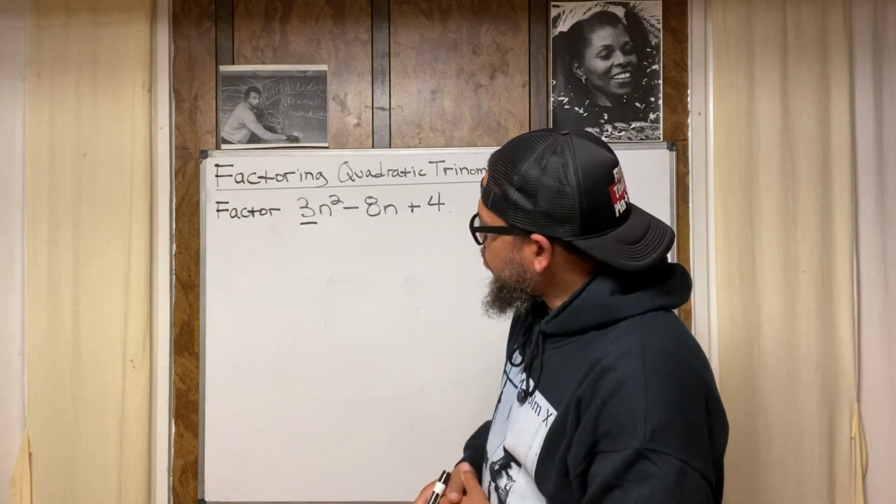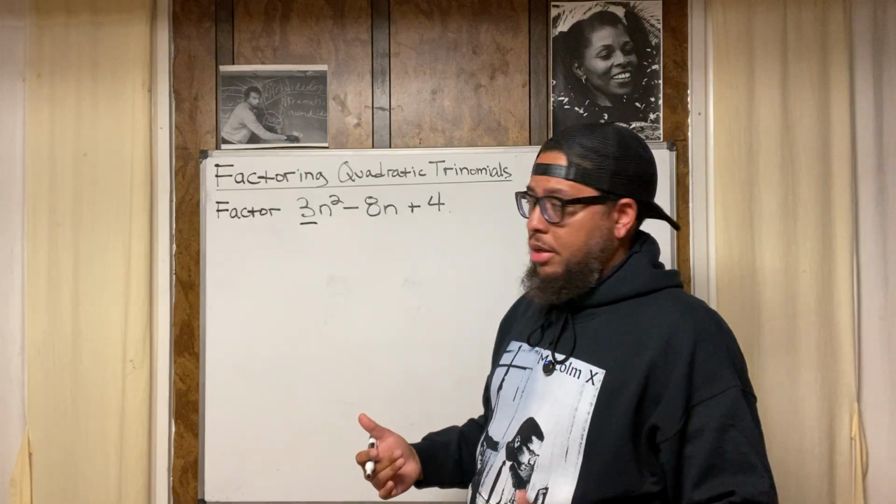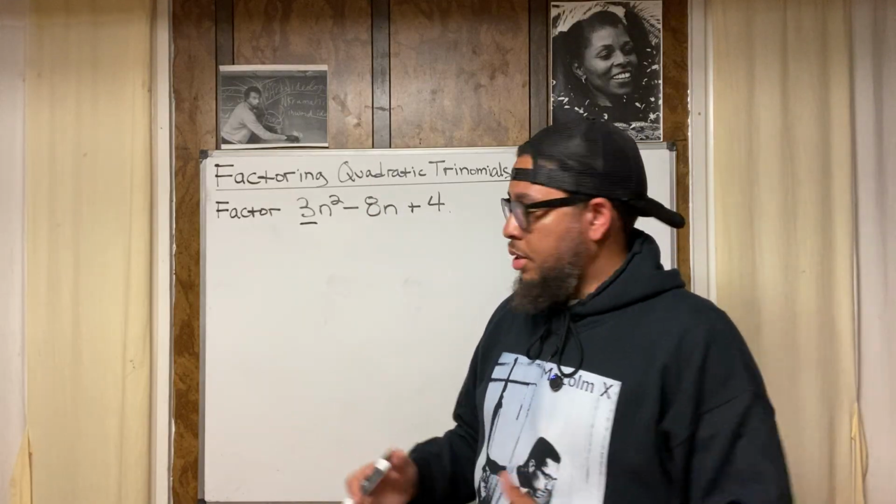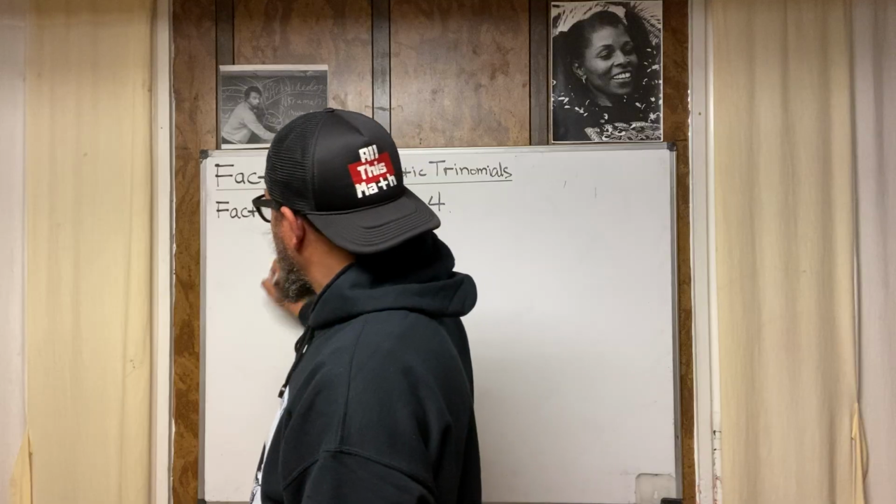But anyway, this is how I do the Malcolm X method for factoring quadratic trinomials. I draw an X. Why not?